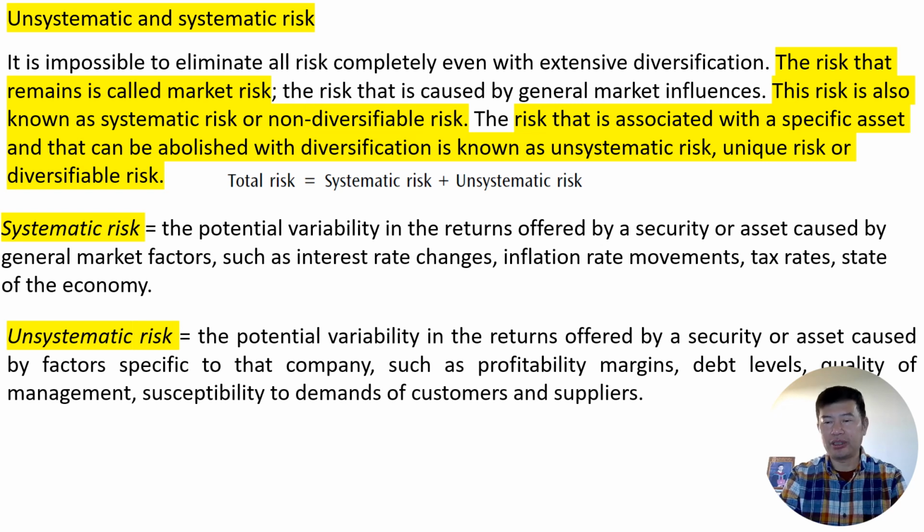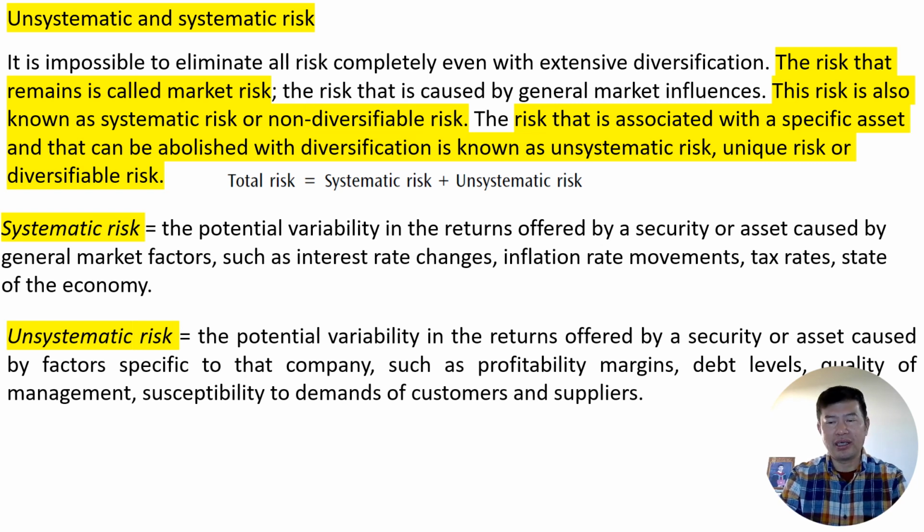Unsystematic and systematic risk. Systematic risk we cannot control, it is a market risk. Unsystematic risk we can control by diversifying. A short explanation: systematic risk is the risk that remains, called market risk. We cannot control the market. The market might be flexible according to a lot of factors.